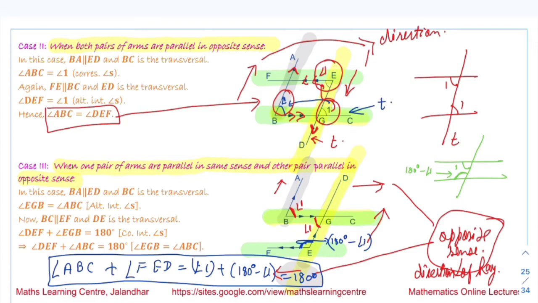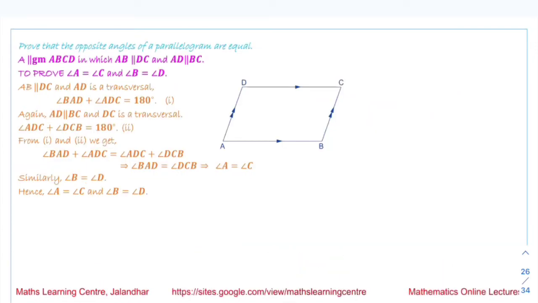Now next we have to prove that opposite angles of a parallelogram are equal. We are given a parallelogram ABCD in which the side AB is parallel to DC and AD is parallel to BC. We have to prove that the opposite angle A is equal to angle C and angle B is equal to angle D. If we consider the two parallel sides AB and DC, then AD is the transversal over here.